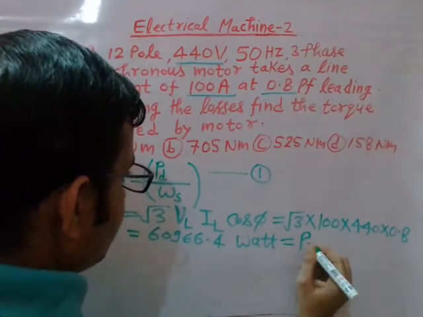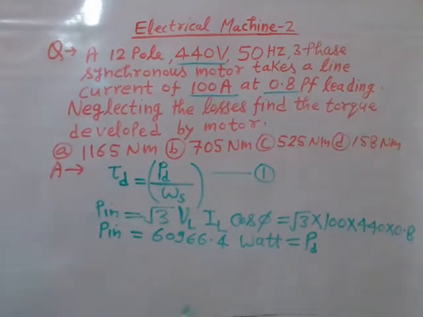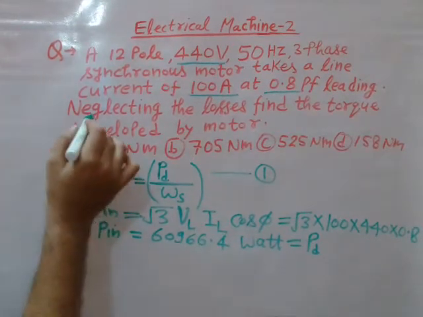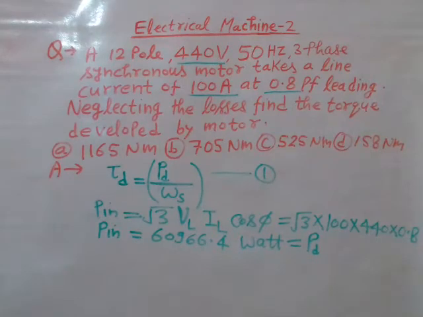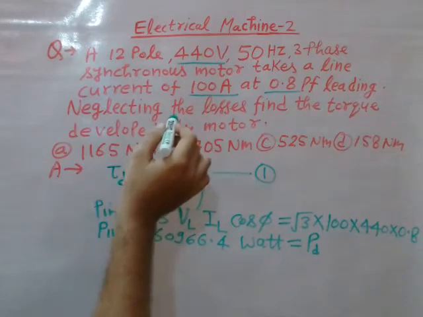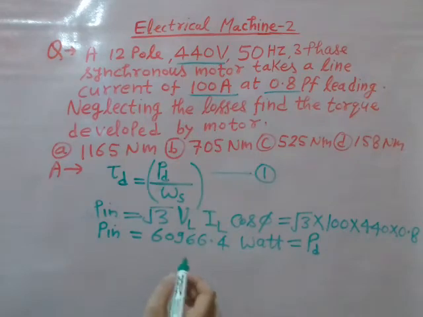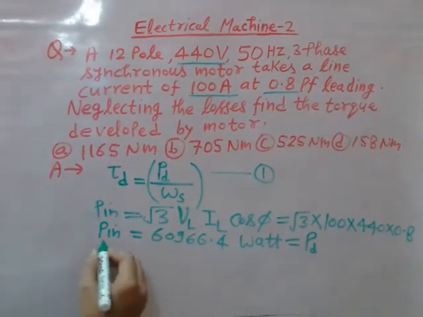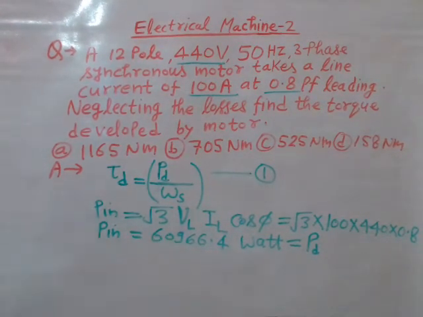So now see here, this P input that you have calculated is nothing but the output developed power, P developed. Why? Because he is saying that you have to neglect the losses. It is given in the question. Losses are like friction and windage loss, ohmic losses of the winding. When you neglect all these losses, the output developed power is exactly equal to the input power, right? So this is 60966.4.